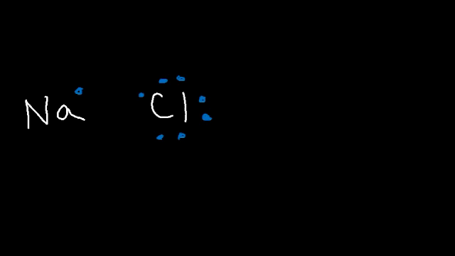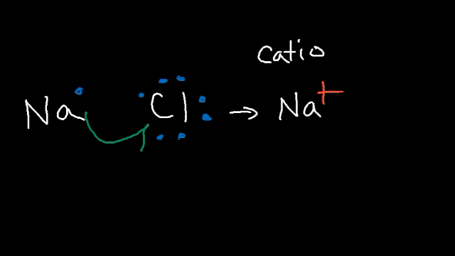Now, as we mentioned before, metals like to give away their electrons. Nonmetals like to acquire electrons. So sodium is going to give away its 1 electron to chlorine. When sodium loses that electron, it becomes a positively charged cation. Chlorine, on the other hand, now has 8 valence electrons. And so it becomes a negatively charged anion.